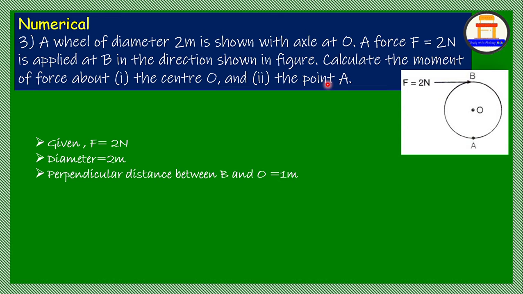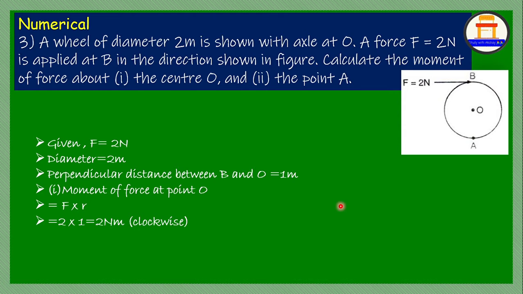So basically the perpendicular distance between B and O. They have given complete diameter is 2 meter. So what is BO? That is the radius basically. BO is the radius. So it will be half of that, that is 1 meter. So later moment of force at point O will be force into displacement, 2 into 1, that is 2 Newton meter, clockwise basically. So it is clockwise. You can see it moves like this.